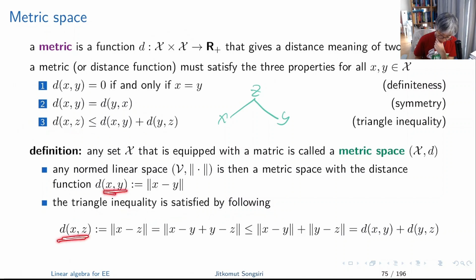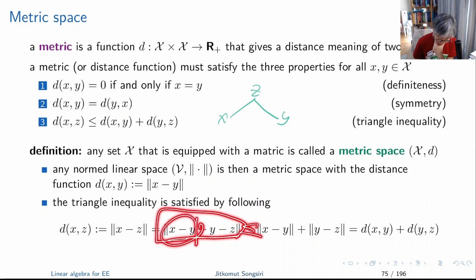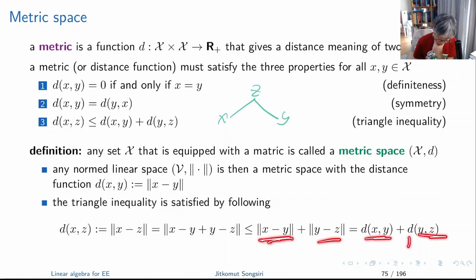The distance between x and z, by definition, is the norm of x minus z. And because you can write x minus z as x minus y plus y minus z, you add and subtract, by the triangle inequality of the norm it is less than the norm of this guy plus the norm of this guy. That is the distance between x and y, and this is the distance between y and z. So this shows that you can always define a metric function that is the norm of x minus y.